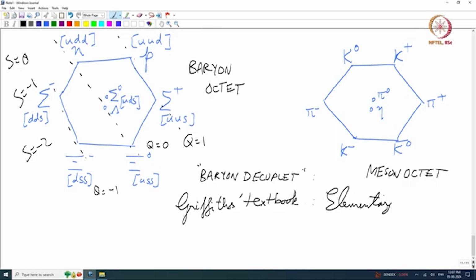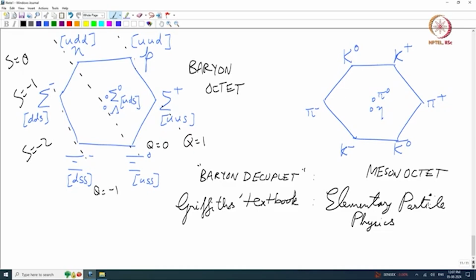For the first half of the course at least, I will be closely following, at many places, Griffiths' famous particle physics book. I do not quite remember the name of the book, but it has the word particle in it.